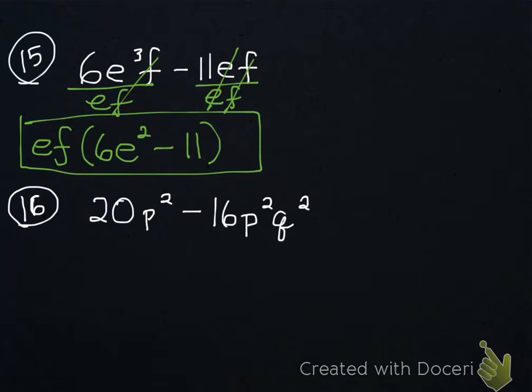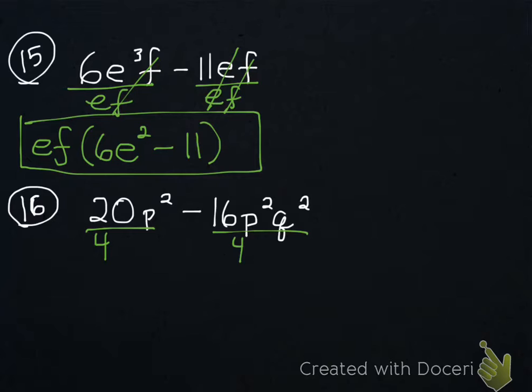Number 16. 20 and 16. Well, they're both even, so we could pull out 2. But is there a bigger number? 20 and 16 are also both divisible by 4. So we're going to pull out 4. Is 20 divisible by 8? No. 16 is. Well, 20 is divisible by 10, but 16 is not. So 4 is the highest.